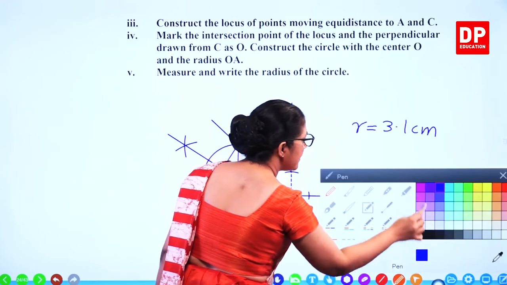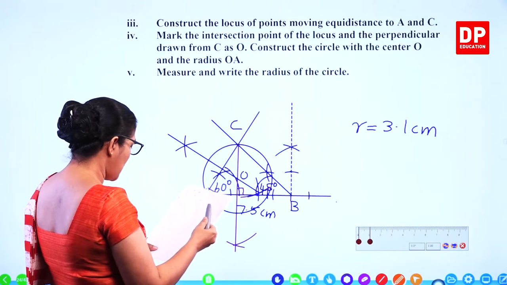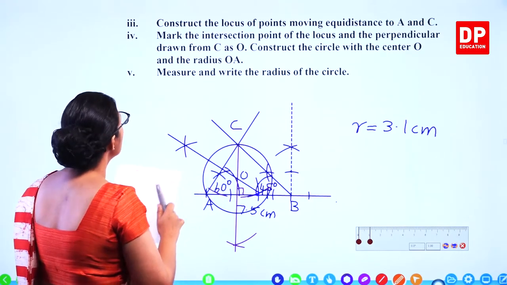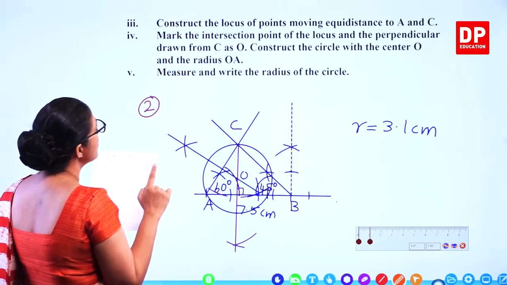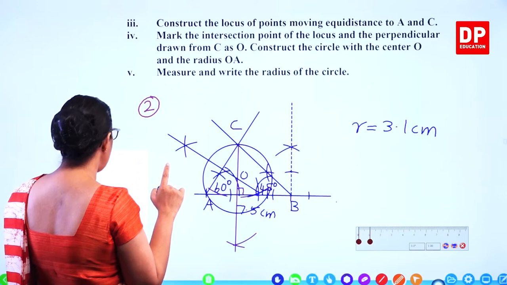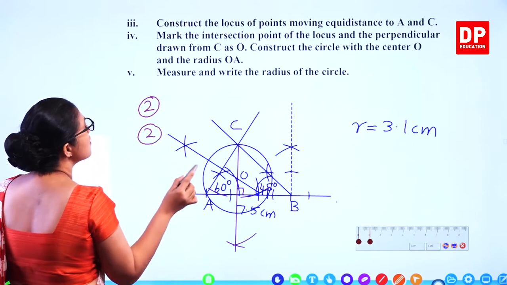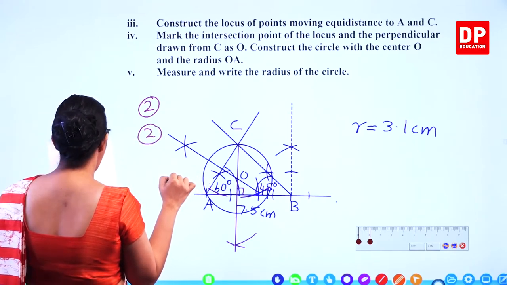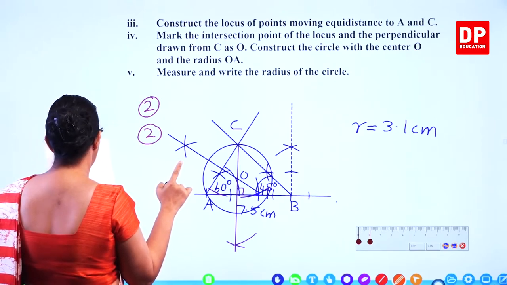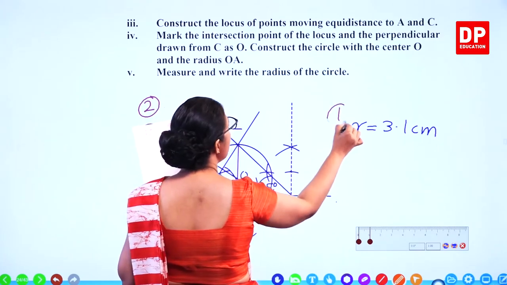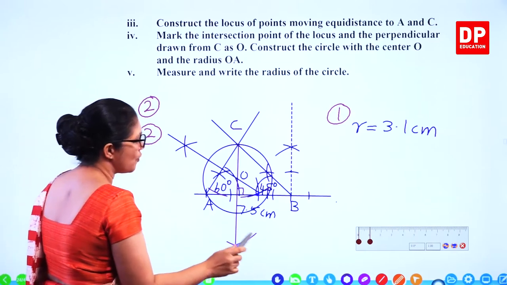And we'll see now how many points for other steps. We gave marks for two steps. Two marks for the third part, construct the locus of points moving equidistant to A and C. And fourth part, two marks again, constructing the circle, and one mark for finding the radius. So 5 and here 5, 10 marks for that question as well.